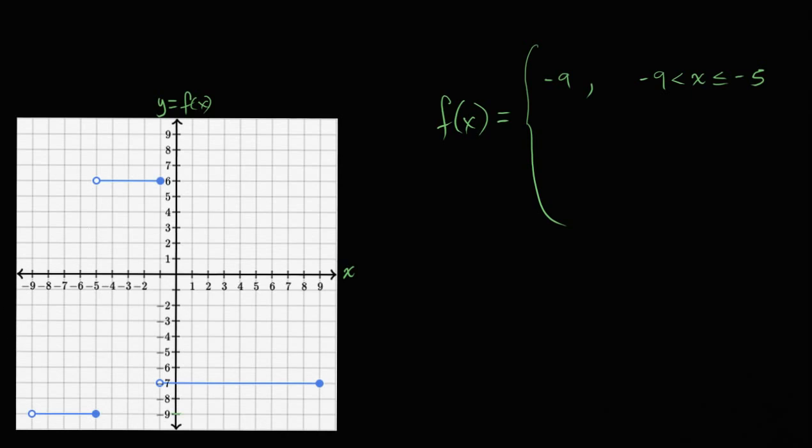But now let's look at the next interval. The next interval is negative 5 is less than x, which is less than or equal to negative 1. And over that interval, the function is a constant 6. It jumps up here. Sometimes people call this a step function. It steps up. It looks like stairs to some degree.